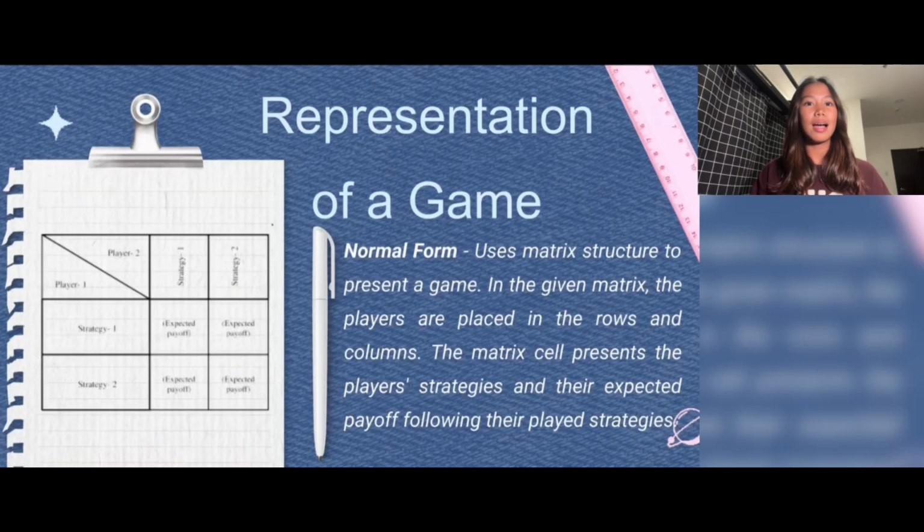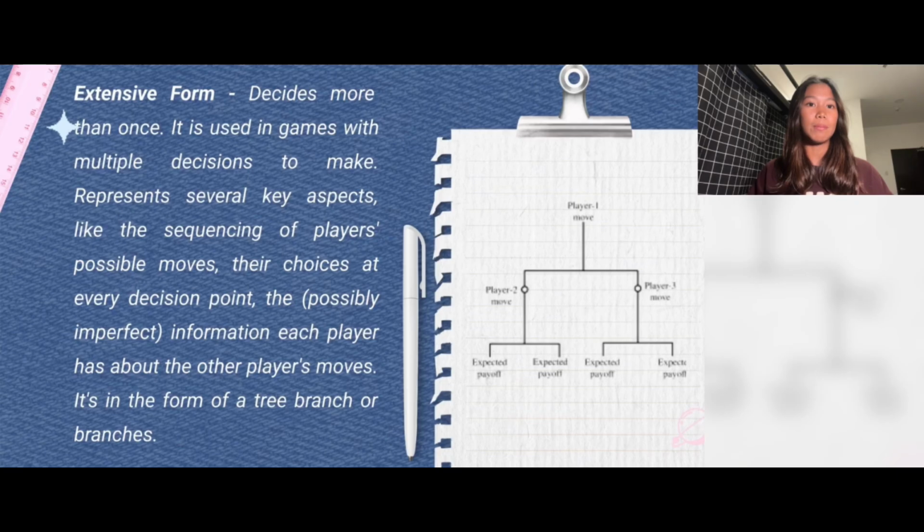Finally, let's talk about how we represent games mathematically. First is normal form. This uses a matrix structure where players are in the rows and columns and the cell values show the payoffs. This form works best for simultaneous games where both players move at the same time. Next is extensive form. This is a tree diagram. It shows all possible moves and orders of moves, decisions at every point, and what each player knows. This is used in sequential games where timing and decision order matter a lot.